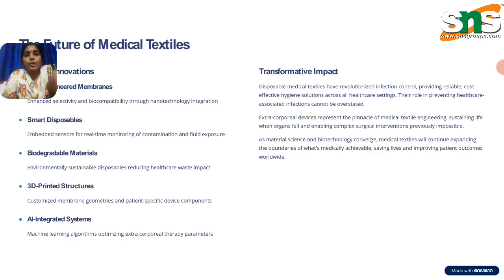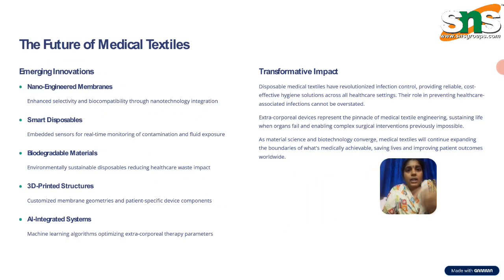So what is the future of medical textiles? Emerging innovations: nano-engineered membranes, smart disposable biodegradable materials, 3D printed structures, AI integrated systems, with transformative impact. Those things are somewhat small parts. It is mainly concentrating on improving the healthcare of human beings. Thank you.